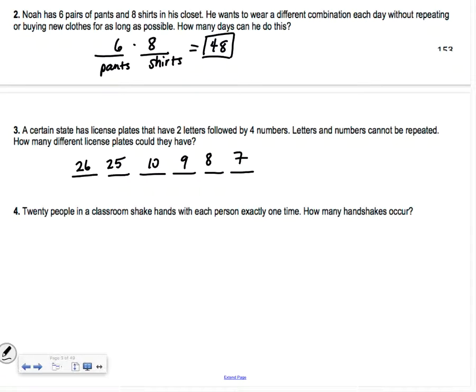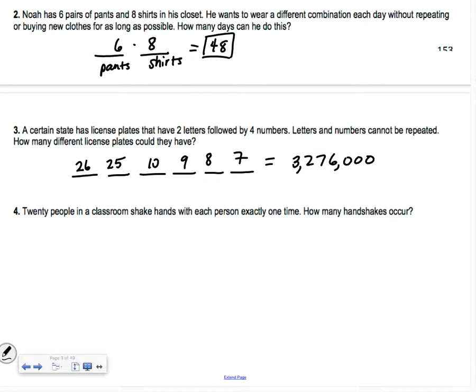So we multiply them together. And we get a big number. Yes, a very big number. All right, 3,276,000. We want to be cautious about that.